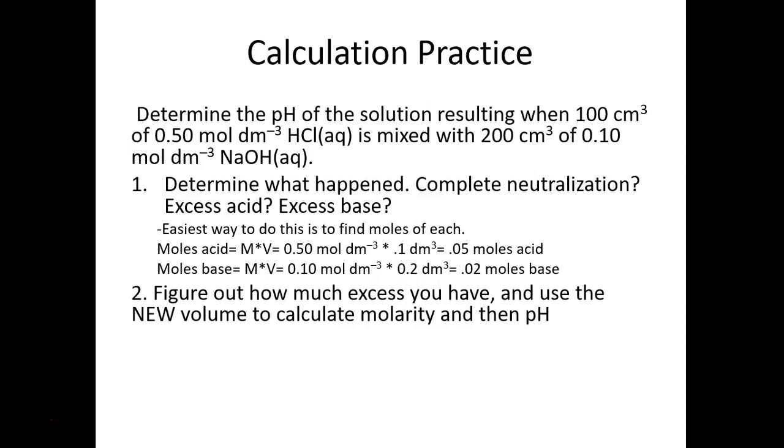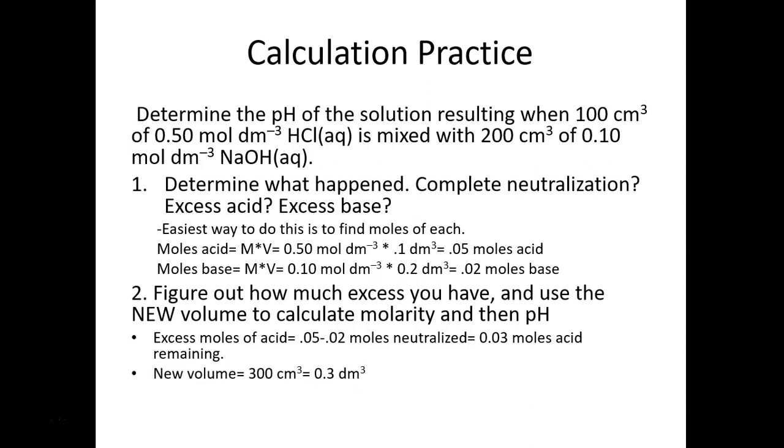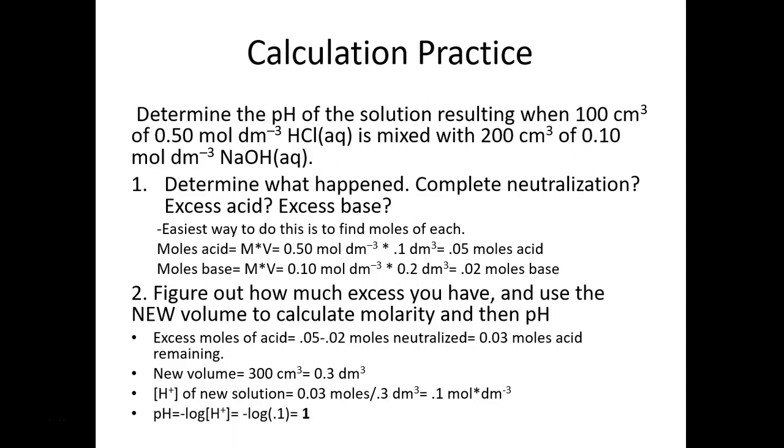All right, so let's figure out how much excess I have, and then I'm going to use the new volume to calculate molarity and pH. So I just subtract them, and I find that I have 0.03 moles of acid that were not neutralized. Now, I mixed 100 milliliters with 200 milliliters, so my new volume is 300 centimeters cubed, or 0.3 decimeters cubed. So, to calculate the concentration of acid in the new solution, I take moles divided by decimeters cubed, and I get 0.1 moles per decimeter cubed. Since pH is the negative log of the hydrogen ion concentration, I can just take the negative log of my answer here, and I get that the pH equals 1.